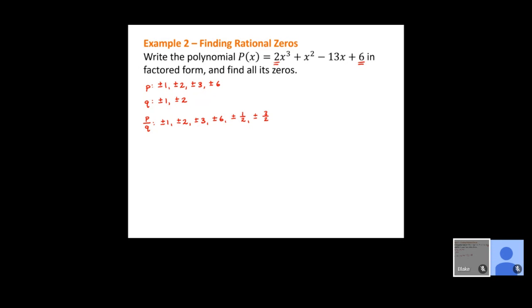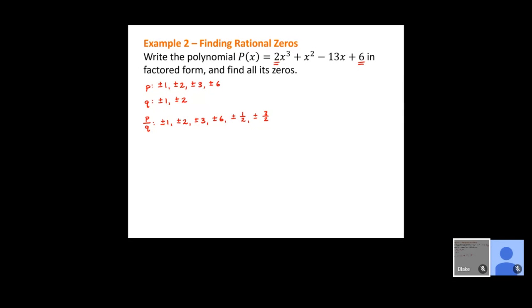So don't worry about repetitions, right? We don't need to list them twice because we're already going to test them anyway. All right, so this is my list now of all the possibilities of rational zeros for this polynomial. Keep in mind, not all of these are going to work, right? We have to test and see which ones will.